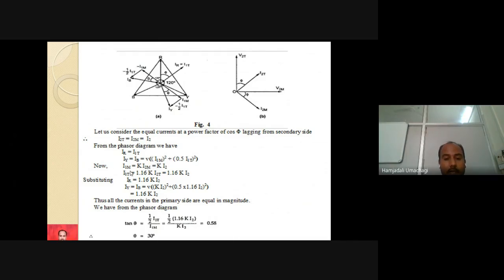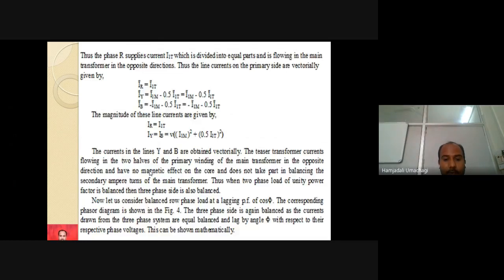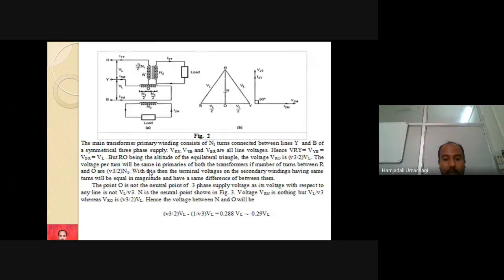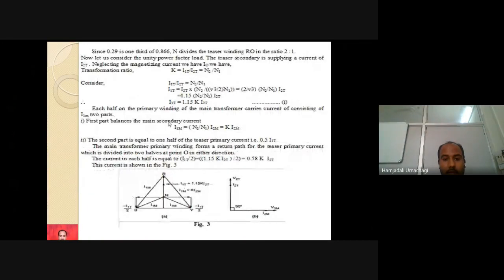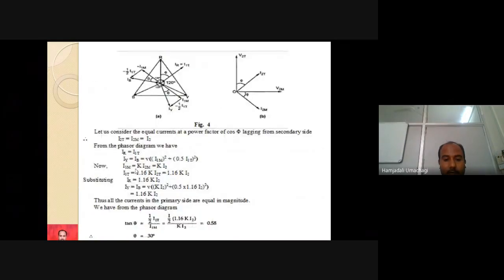Now we know that I1M is equal to K times I2M. In the previous case, we have seen that the value of I1M is nothing but K times I2M. Make use of this formula. So I1M is equal to K times I2M. But what is the I2M assumption? We have taken I2M and I2T as equal to I2. So K times I2M becomes K times I2.